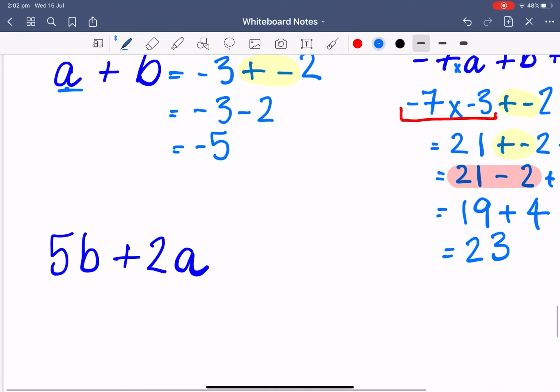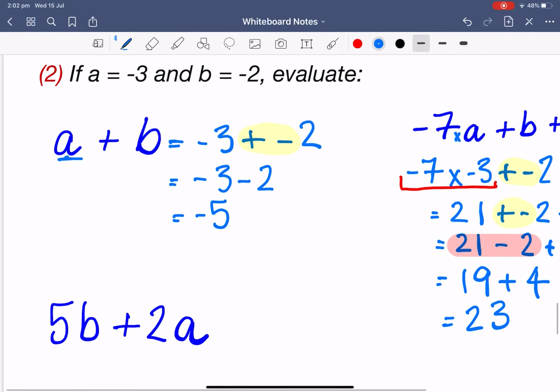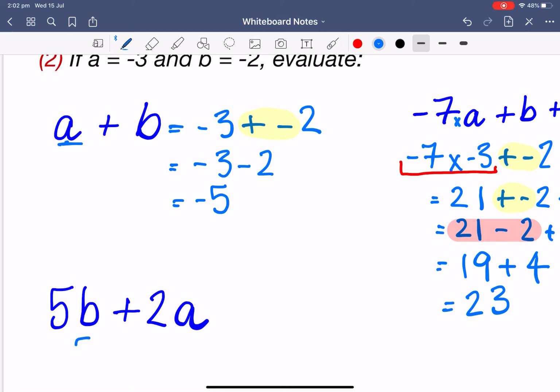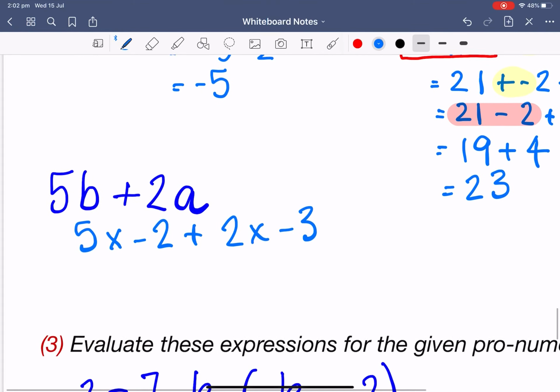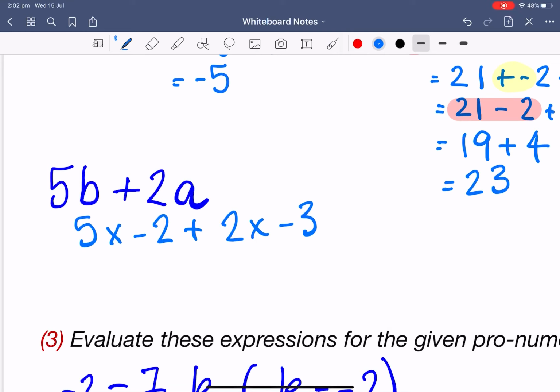So 5b plus 2a. So 5 times -2 plus 2 times -3. So with this one, we've got multiplication, so we're going to do the multiplication first. We've got two lots, but we're going to go from left to right, okay? So +5 times -2, when we have a negative and a positive, it gives us a negative value. So that ends up being -10.